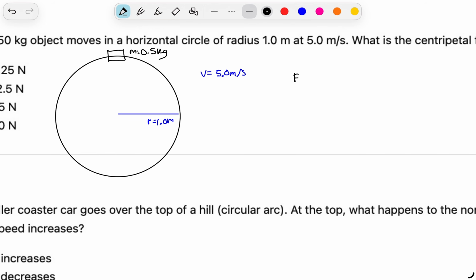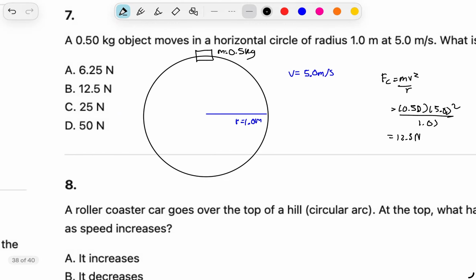So you can just use your Fc is equal to mv squared over r again. Plug everything in: 0.50 times 5.0 squared, and then you divide that by 1.0. So that's all going to equal 12.5 newtons. So that's equal to B.